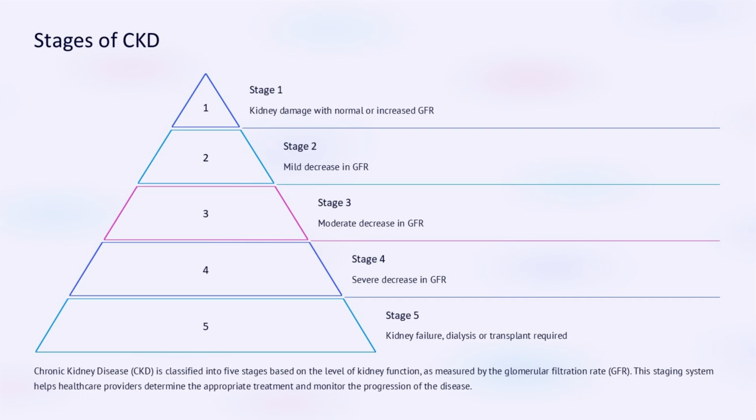Stage 1. Kidney damage with normal or increased GFR. Stage 2. Mild decrease in GFR. Stage 3. Moderate decrease in GFR. Stage 4. Severe decrease in GFR. Stage 5. Kidney failure, dialysis or transplant required. Understanding the stage of CKD is crucial for determining the right treatment approach and managing the disease effectively.